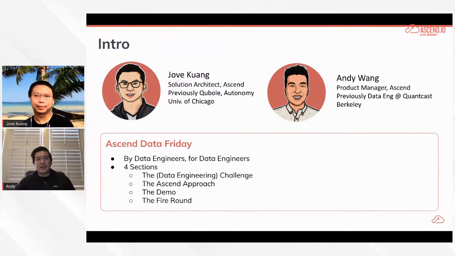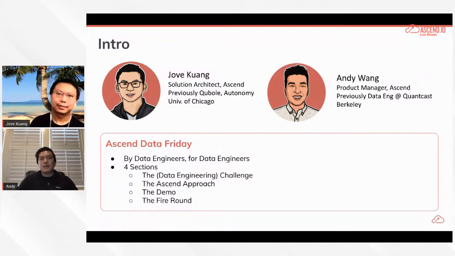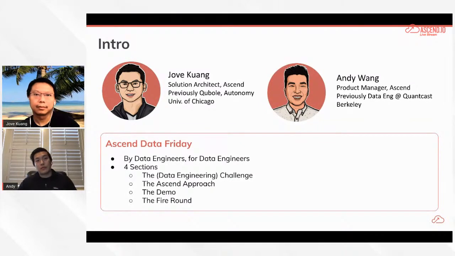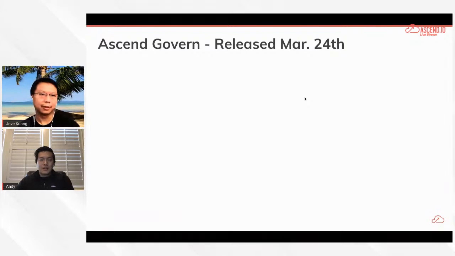Awesome, thanks, Jove. With these Ascend Data Fridays, for any of our repeating viewers, the structure is the same. The goal is to talk about this problem from a data engineering perspective first, then discuss more about the challenges of what makes it a problem. Then we'll talk about some approaches, our approach here at Ascend, hopefully go over a demo. And then finally we have a fire round, which is our Q&A session. Cool. Awesome, let's get it rolling.